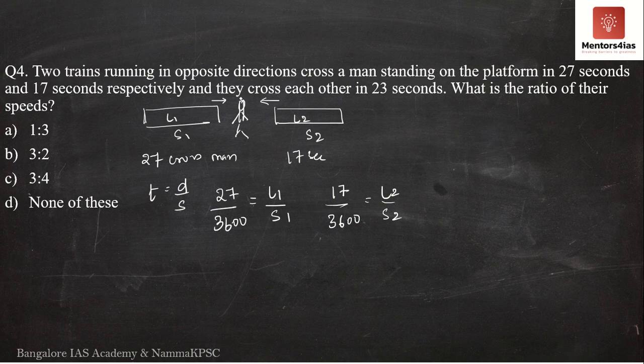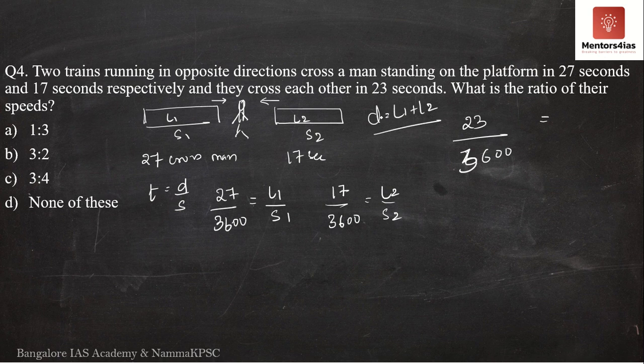Then the question further says the two trains will cross each other in 23 seconds. Now this is a situation where two entities are moving in opposite directions. Therefore, again, time is equal to distance by speed, where 23 by 3600 is equal to distance by speed, where the distance traveled is nothing but the total length of both the trains. Therefore distance is equal to L1 plus L2.